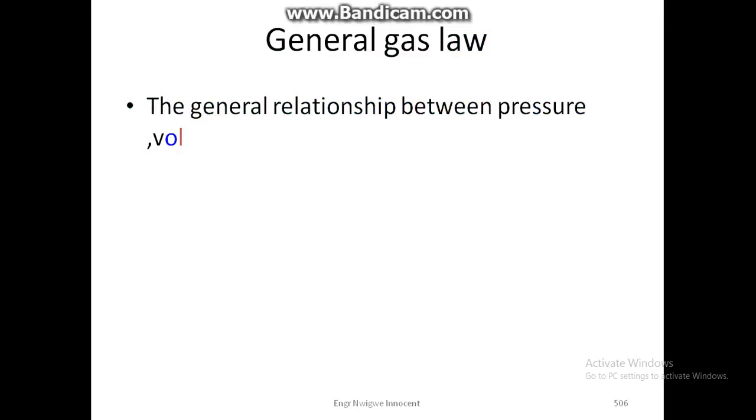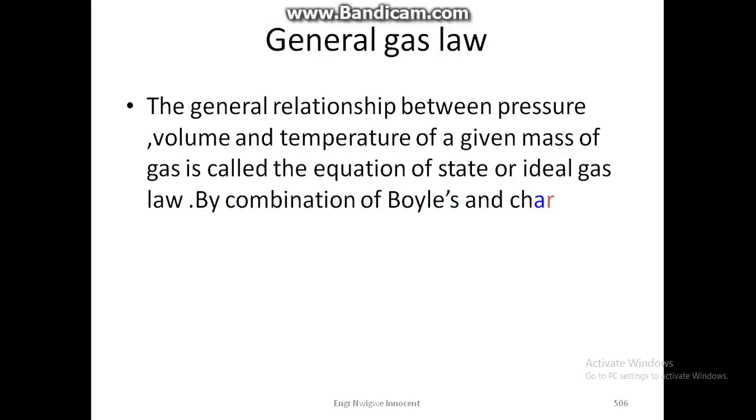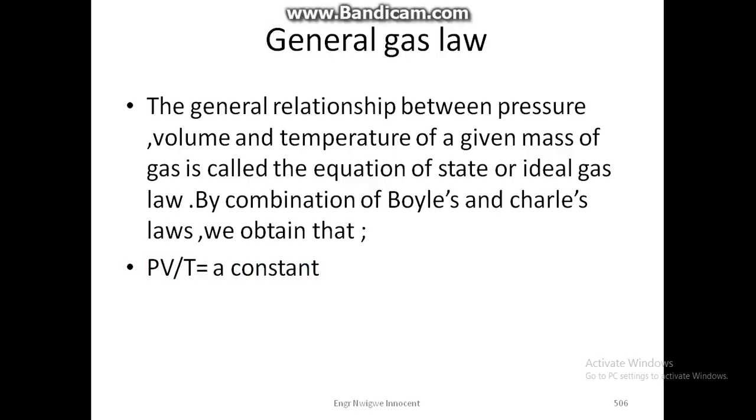General gas law. The general relationship between pressure, volume, and temperature of a given mass of gas is called the equation of state or ideal gas law. By combination of Boyle's and Charles' law, we obtain that PV over T is equal to a constant. P1 V1 over T1 is equal to P2 V2 over T2.